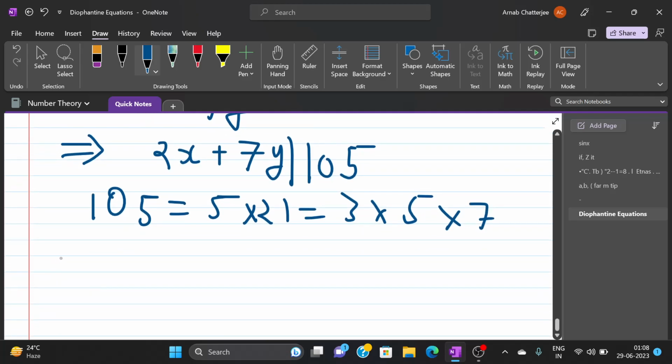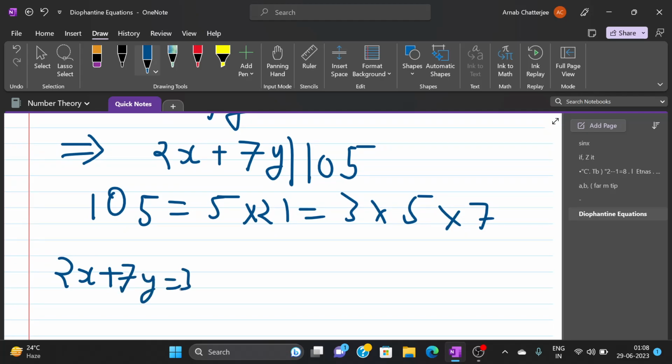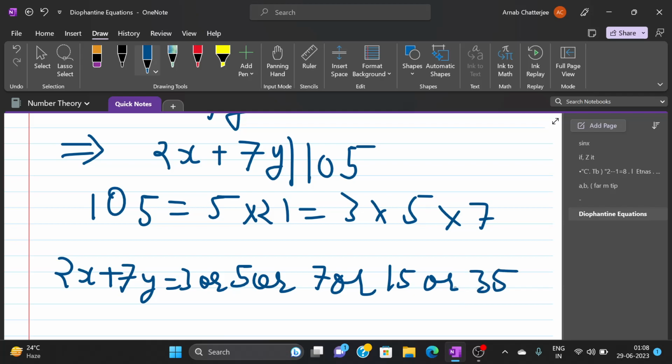So the possibility is that 2x plus 7y is equal to 3 or 5 or 7 or 15 or 35 or 21 or 105. These are all the possibilities for 2x plus 7y.